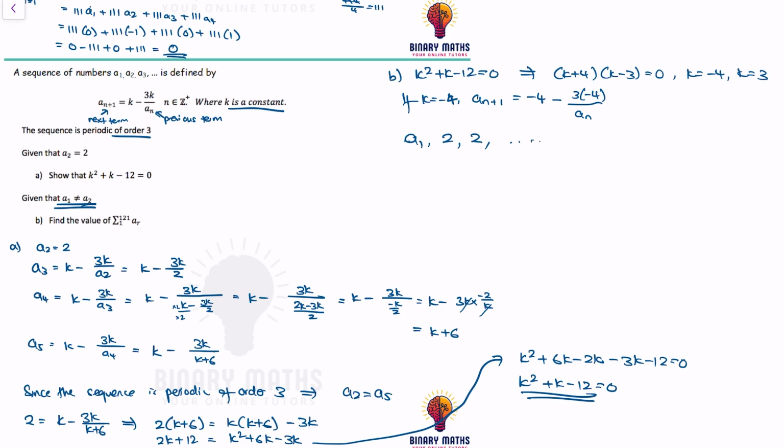So A2 is equal to A3 when k is equal to negative 4. Therefore, k cannot be equal to negative 4 because of the condition. We're getting 2 everywhere. If you keep substituting 2 in, that means A1 must be equal to A2, which is equal to A3, which is equal to A4, and so on. So k cannot be equal to negative 4. So that means k must be equal to 3.